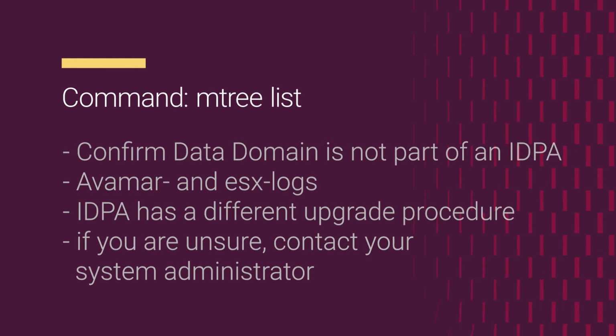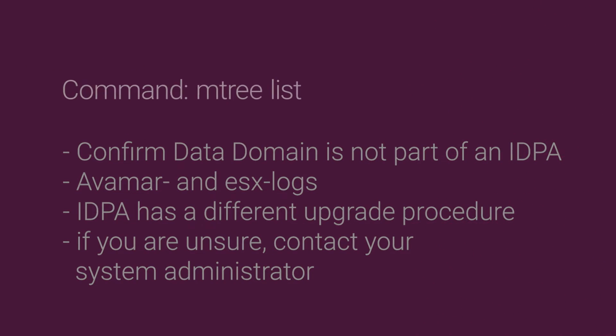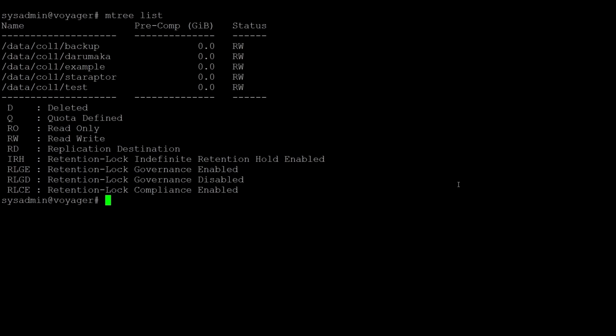The mtree list command will help us to double check whether or not the Data Domain is a part of an IDPA system. We're looking for Avamar trees and ESSX logs mtrees. So we'll go ahead and type in mtree list here. We don't see any of those listed, Avamar or ESSX logs mtrees. That means we can move on. If you're not sure, or if you see those mtrees, please contact your system admin. You don't want to do this upgrade process on an IDPA system.